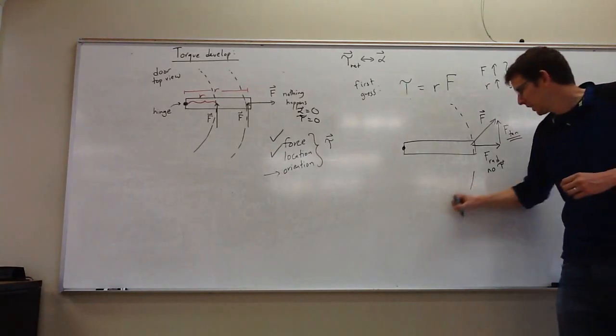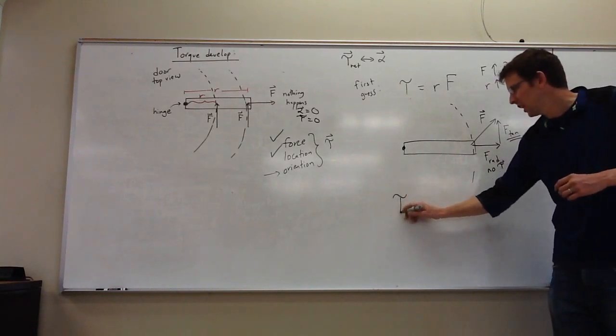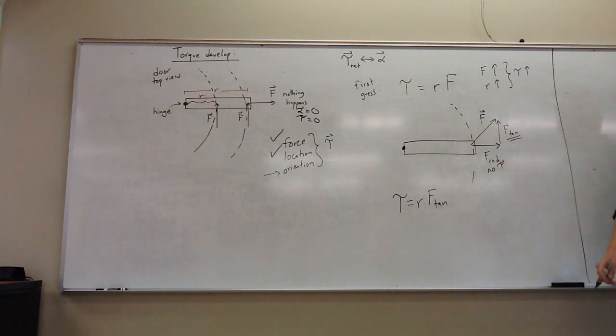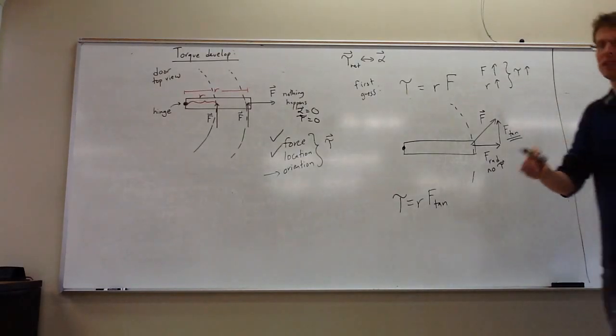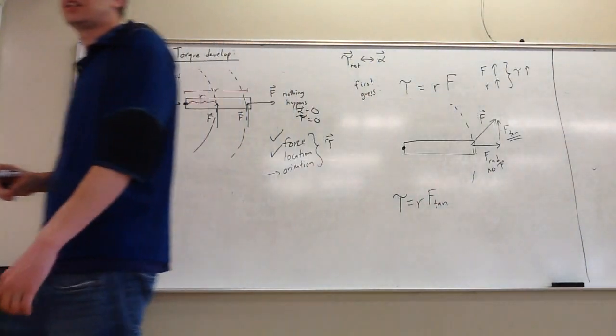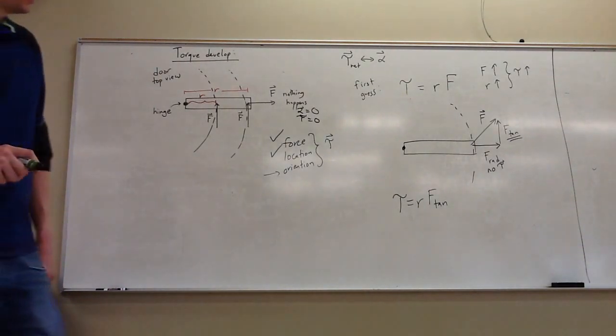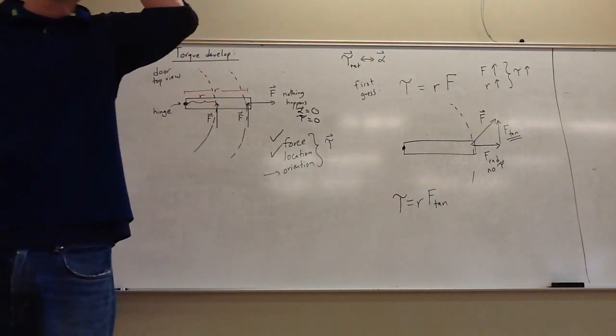So as a modification to my formula, I'm going to suggest R times not the total F, but just the useful part of F, F tan. And just like that, I'm basically done, okay? I just have to acknowledge the fact that if there's some part of the force that is of no good to me, it doesn't really bear including in the equation.